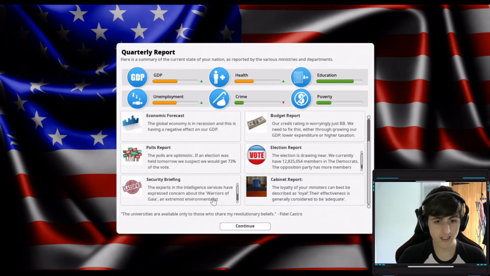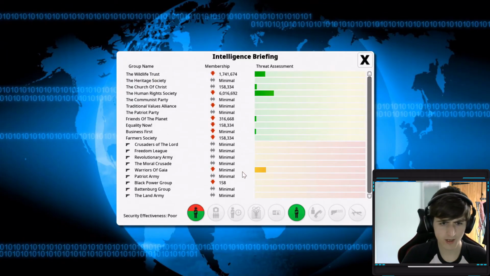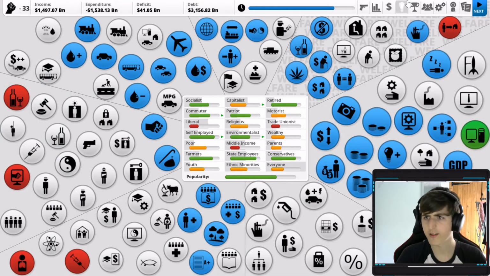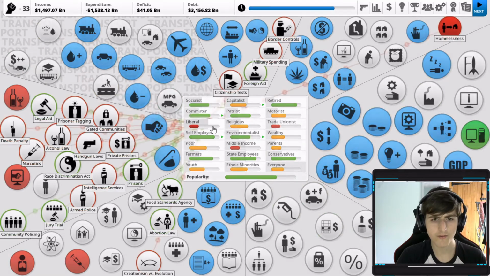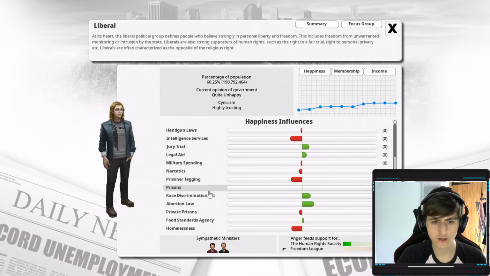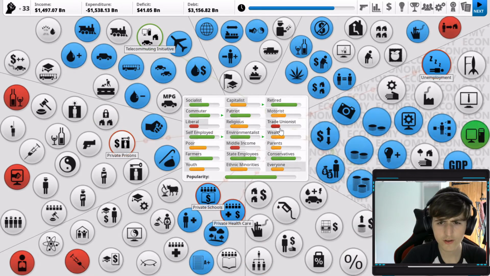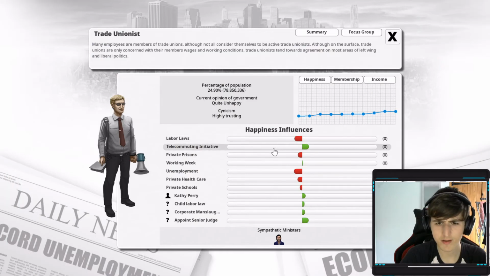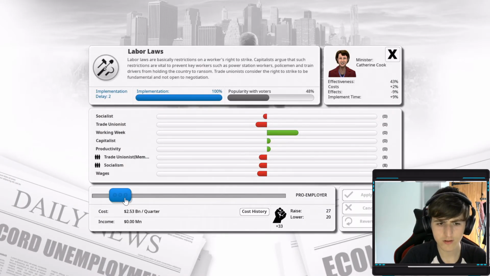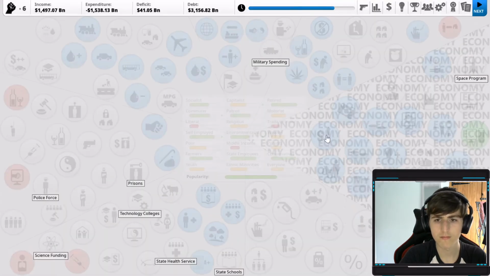The polls have us at 73%, and the Warriors of Gaia are starting to reduce their threat now, which is good, because I've done a lot for the environmentals, and I think they should be quite happy about that. So, trade unionists aren't the happiest. Labour laws are very pro-employer. Right. Definitely balance that out a bit.